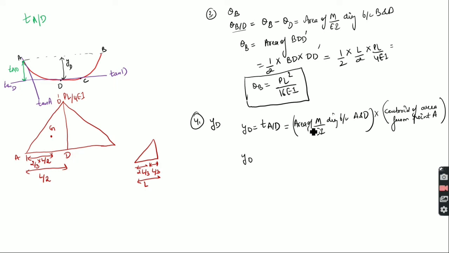YD will be the area of the M by EI diagram between A and D, which is half into L by 2 into PL by 4EI, into 2 by 3 of L by 2. You must be very clear about this: we are finding TAD, so we have to take the distance from A and not D. And I have already explained that TAD is equal to YD, that's why we are calculating TAD, not TDA.